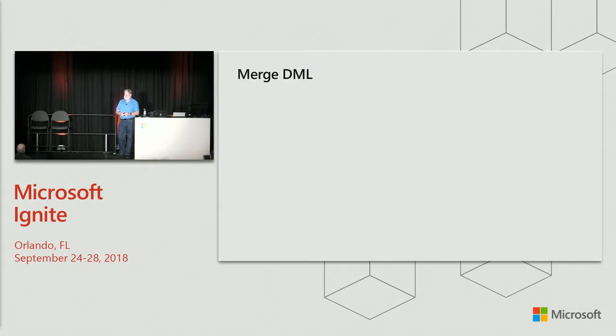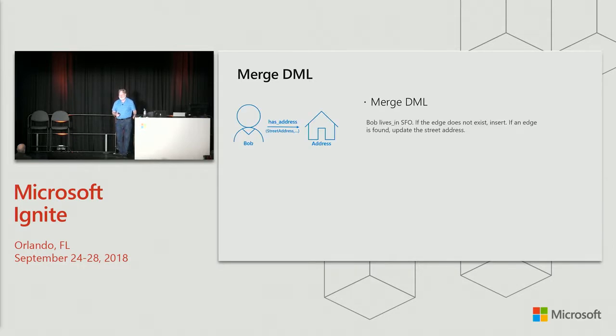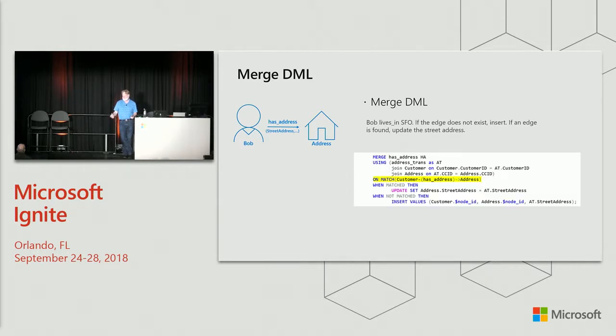We also introduced in 2017 the merge syntax. So this is kind of the upsert scenario. So in this case, if you have an edge between two nodes, you want to update it. If the edge doesn't exist, so if those two nodes aren't connected by that edge, you want to create the edge. And so here you have has address, using address AT, join customer on customer, join address at ID.